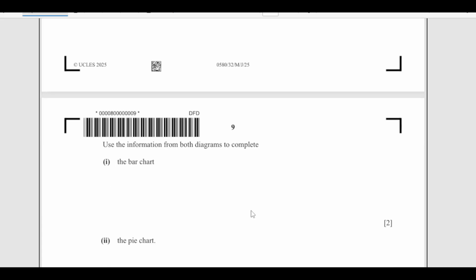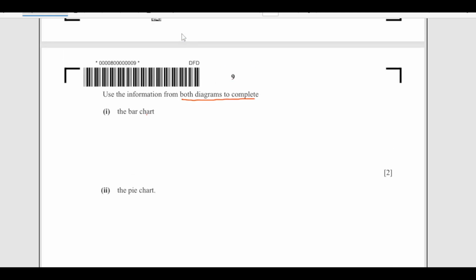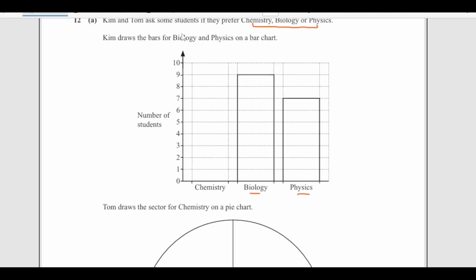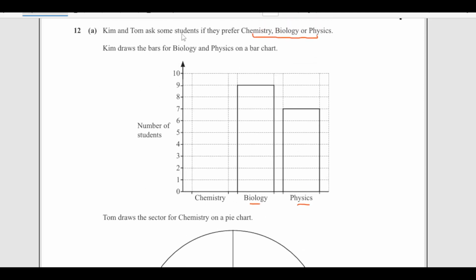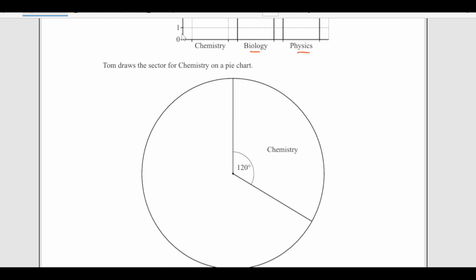Let's see what the question is. The question is, use the information from both diagrams to complete the bar chart. So we need to see from the bar chart, to complete it, what do we need? To fill this gap here, we need to know the frequency of chemistry. So we will use the pie chart to fill in this information.